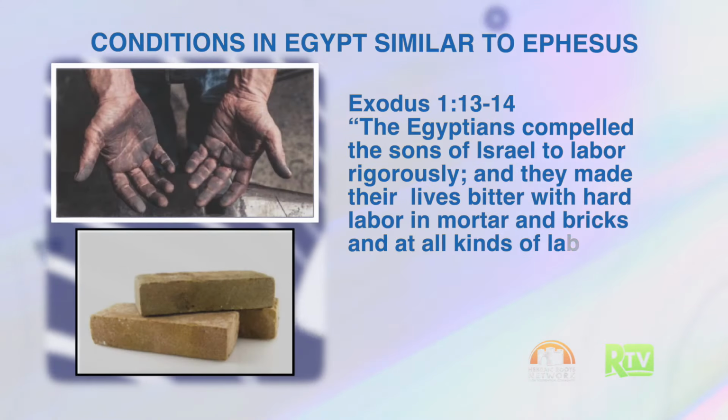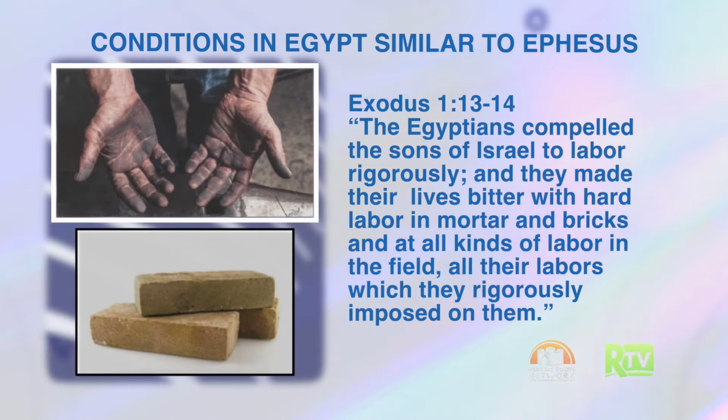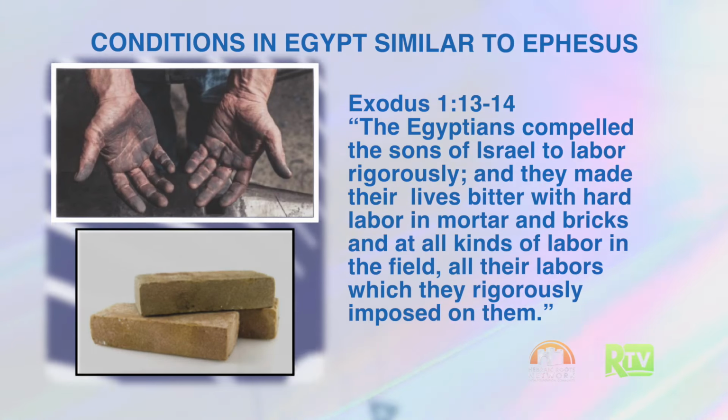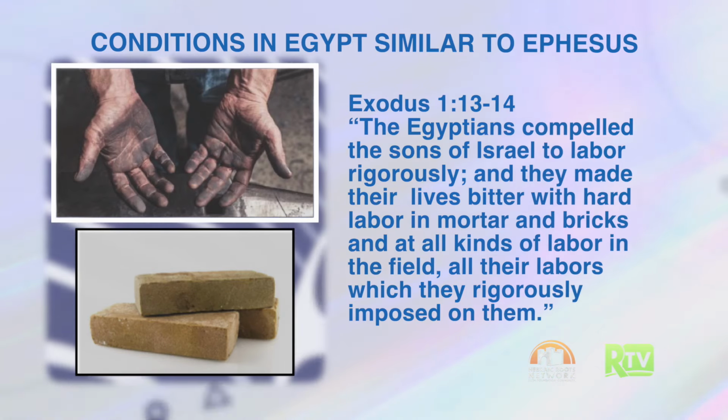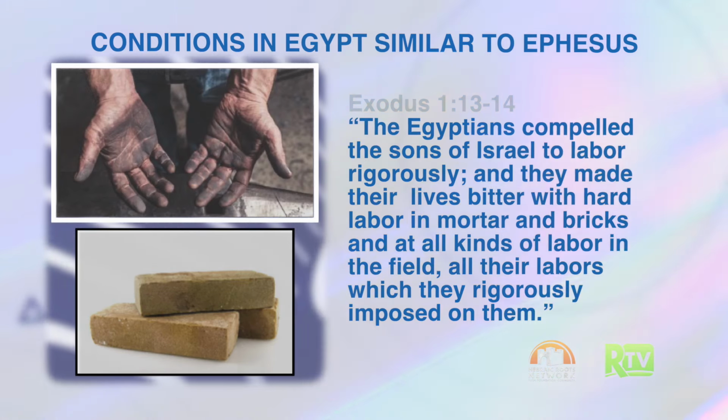Again, Dr. Owen tells us that it's written in memo form. So the believers, and it was written to believers, they knew what John was talking about. And of course, they could see these things right before them every day. So pull those thematic connections. When you think about Exodus 1:13-14, "The Egyptians compelled the sons of Israel to labor rigorously, and they made their lives bitter with hard labor and mortar and bricks and all kinds of labor in the field, and all their labors, which they rigorously imposed on them." So again, you hear some words in repetition. That's for a reason. And so the conditions were very much the same in Ephesus.